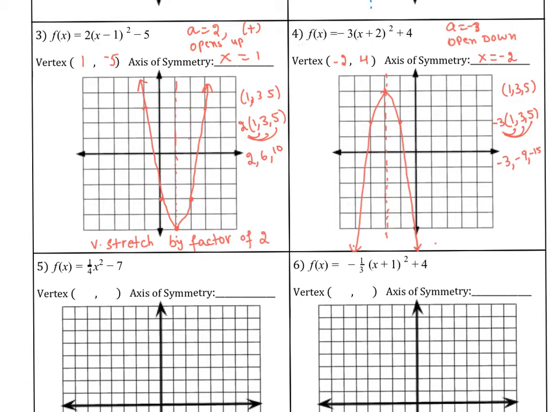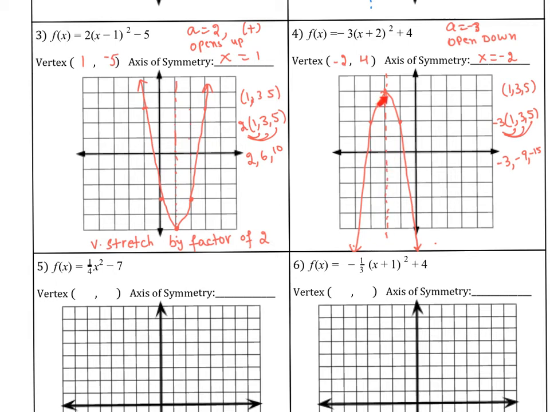For number 4, you can see that the a is -3, so it's going to open down. The vertex is going to be (-2, 4). Remember, for h you're going to use the opposite sign, so that's -2. Axis of symmetry is always the x coordinate. So it's a vertical line, x equals -2.